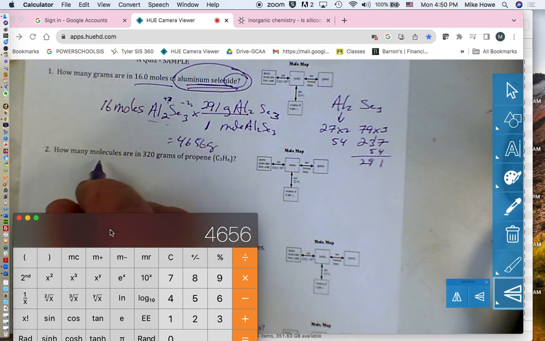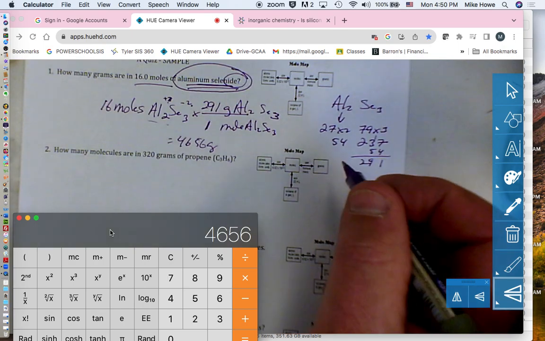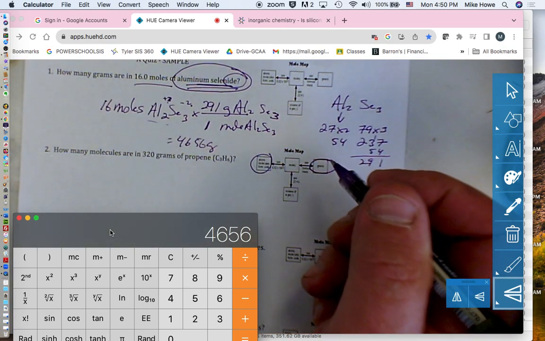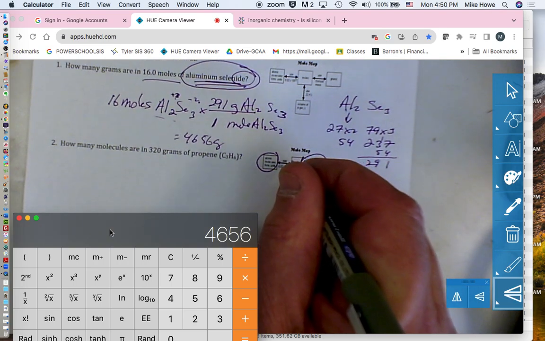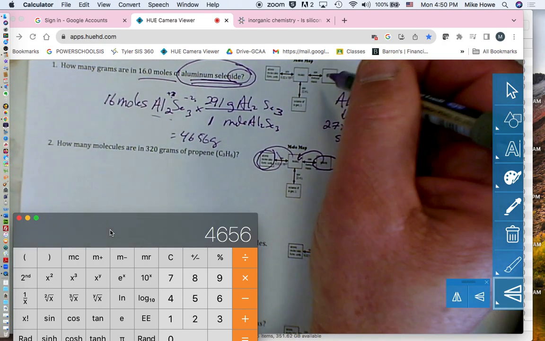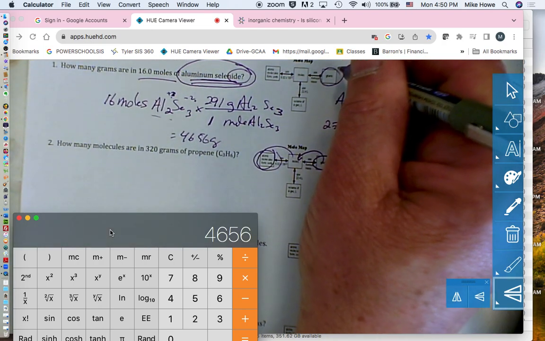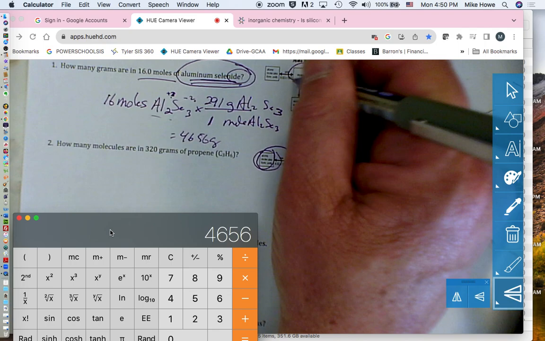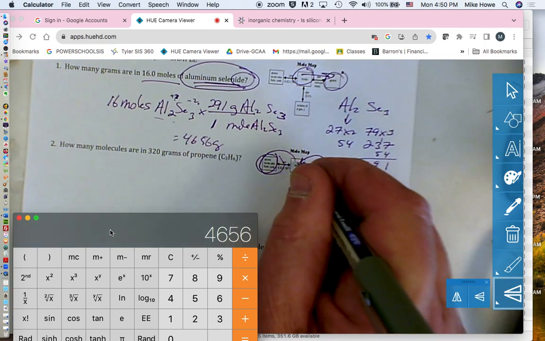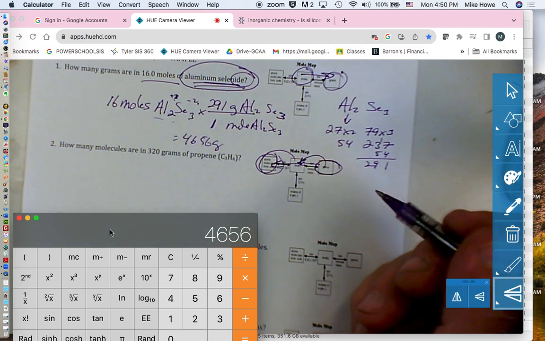Next one. You're looking for how many molecules are in 320 grams. Grams are over here, molecules over here. So looking at the mole map, you're going to go from grams to moles first, and then moles to molecules. That's different from the first one because in the first one we had moles, and we were trying to get to grams, so you had to go from here to there. 1 step. Here you've got 1 step, and then another step, 2 steps.